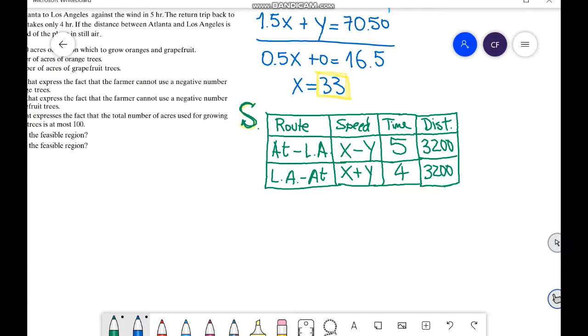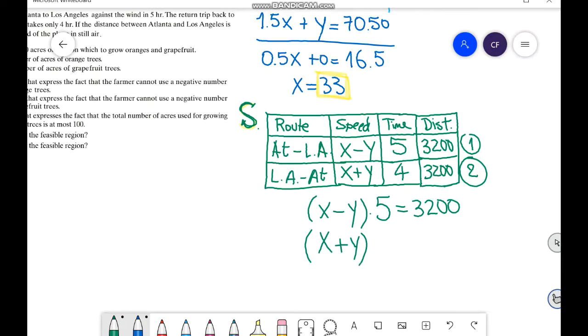After you fill out this table, we can find equation number 1 and equation number 2. We can write equation number 1, which is x minus y times the total time 5 equals 3,200, and equation number 2, x plus y times 4 equals the same distance, 3,200.